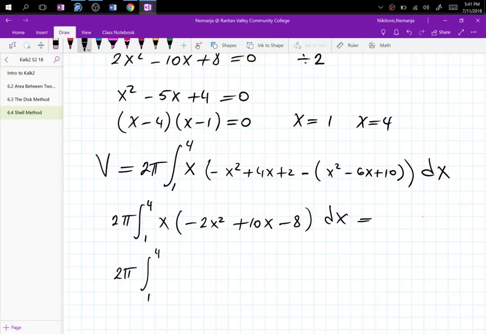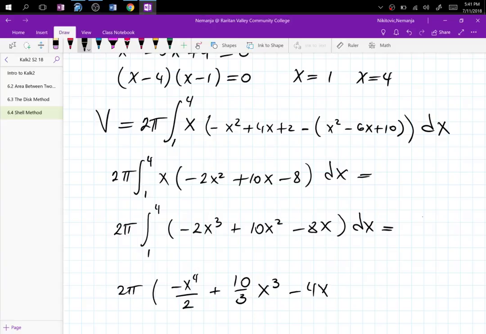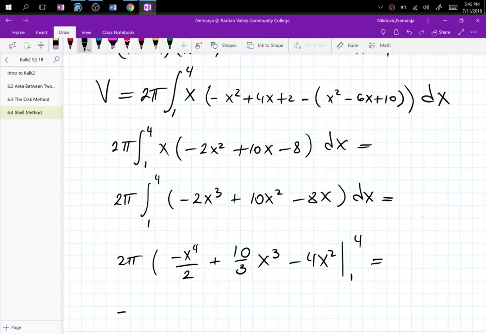So we have integral 1 to 4. What we have is negative 2x cubed plus 10x squared minus 8x dx, and we can finally now do the work. So 2 pi, we don't need the integral anymore. That's x to the 4th over 4, so it's negative x to the 4 over 2, because the 2 will cancel, plus 10/3 x cubed minus 4x squared from 1 to 4. And that's going to be equal to some number.